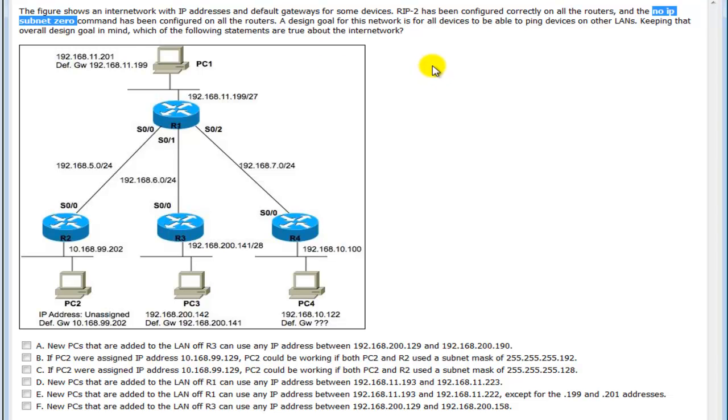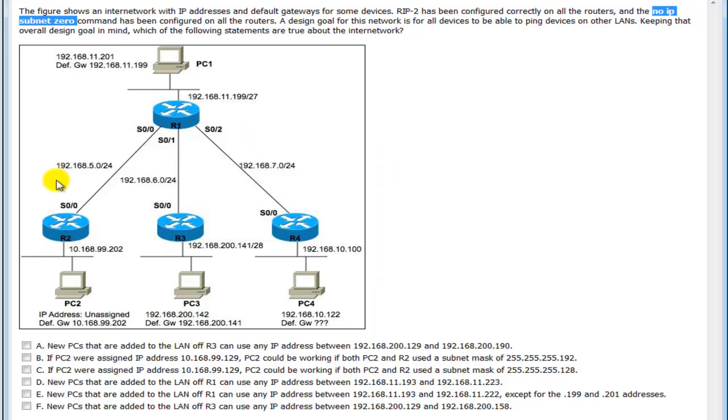What that command does, when you're looking at the network, is this: if your network goes up by, let's say, 32, you have your 0 network, then your 32 network, your 64 network. You just can't use any hosts in that 0 network. So you can't have 192.168.0.1 as an address. You have to start at 192.168.32.1, for instance. That's what no ip subnet-zero means.